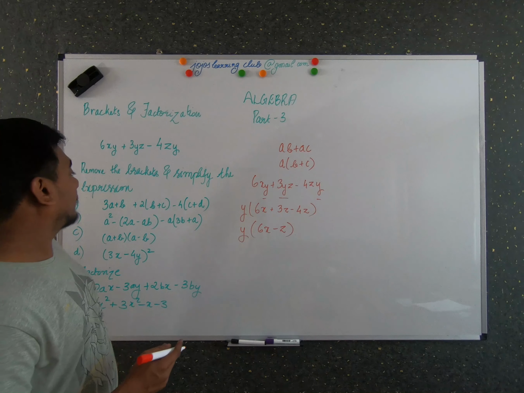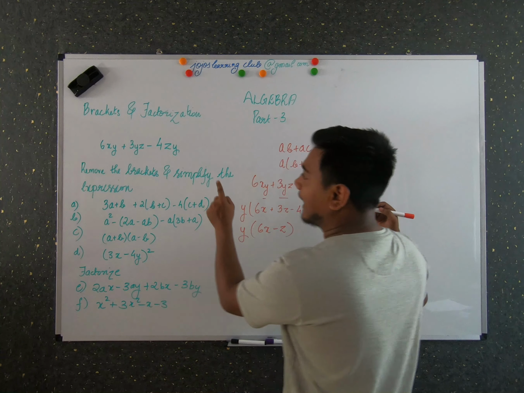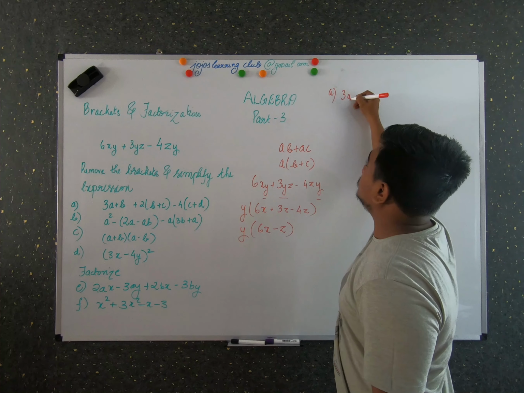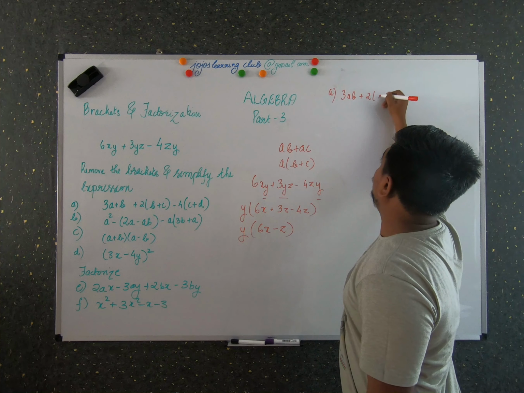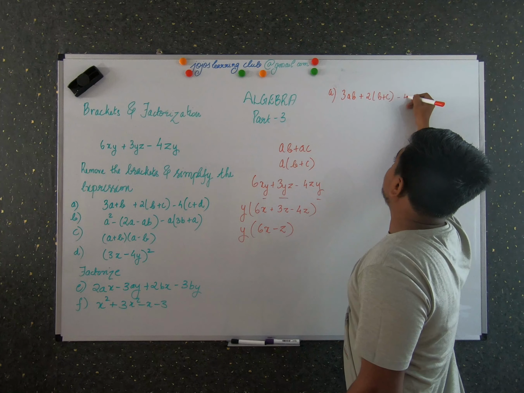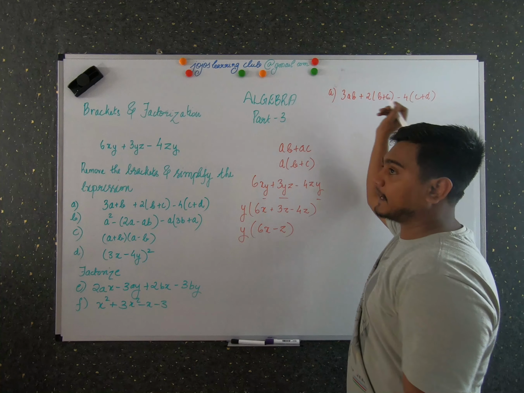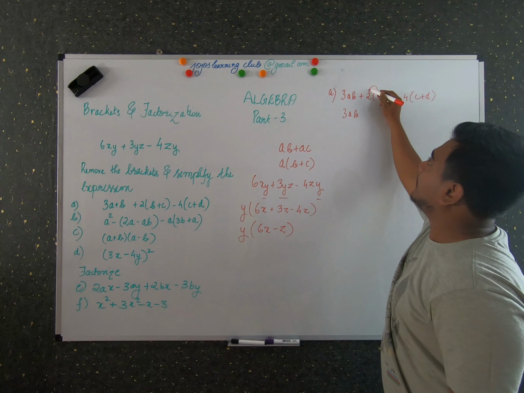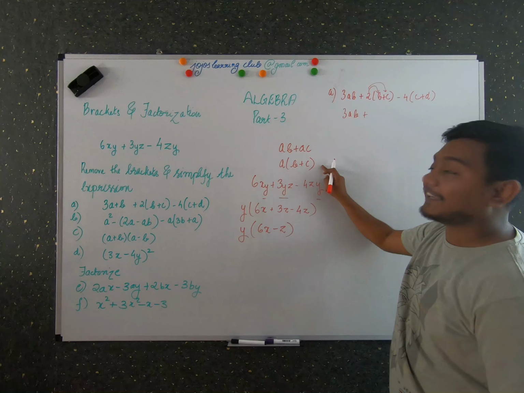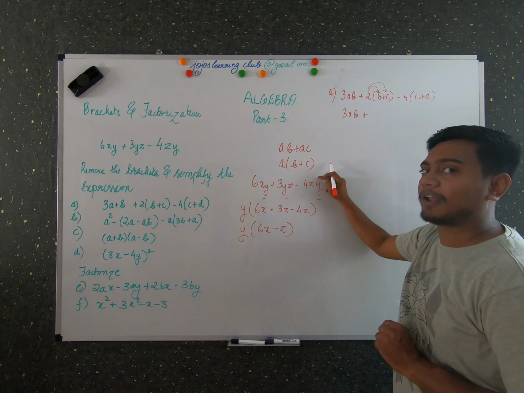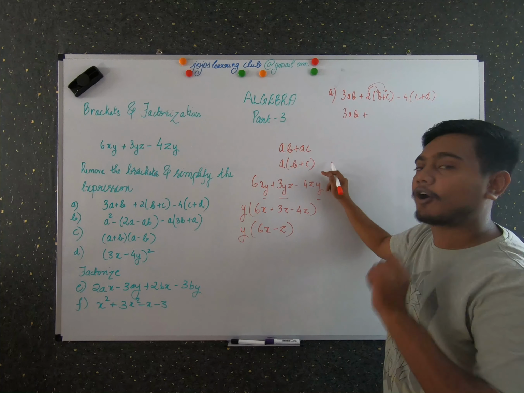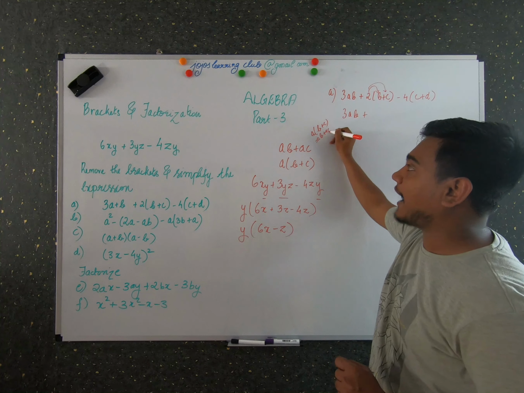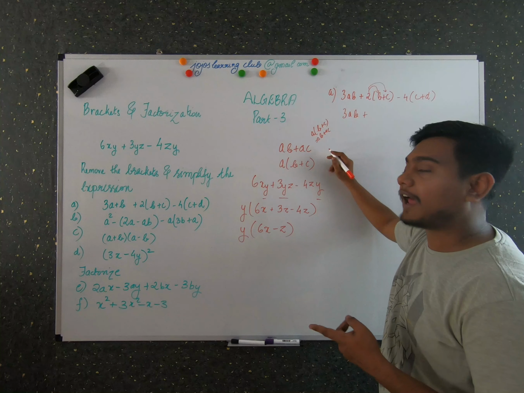The first problem is: remove the brackets and simplify the expression. We need to simplify the expression into the smallest form. 3ab plus 2 into b plus c minus 4 into c plus d. As I said, when you have brackets, you have to multiply. You have seen this formula somewhere. This is the basic law of arithmetic, where a into b plus c is the same as ab plus ac. Actually, this is the reverse law of arithmetic.